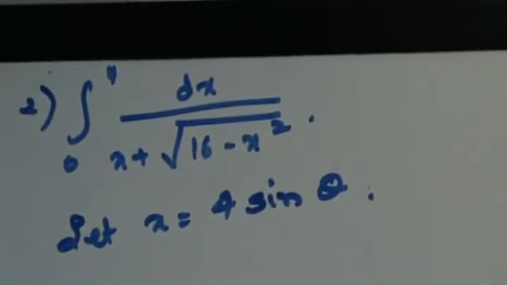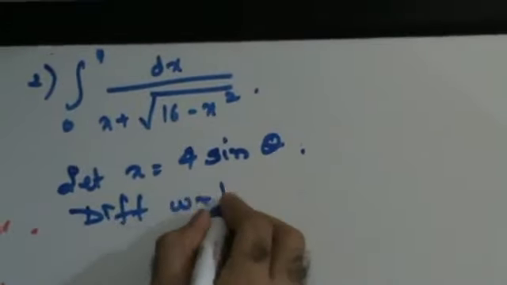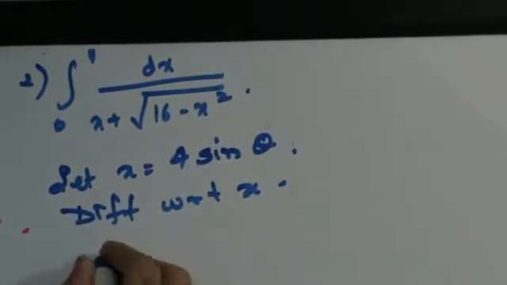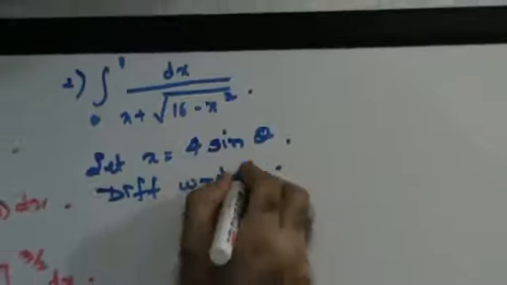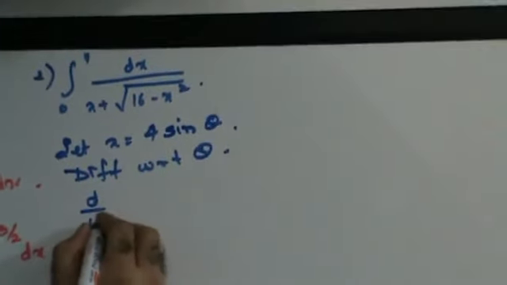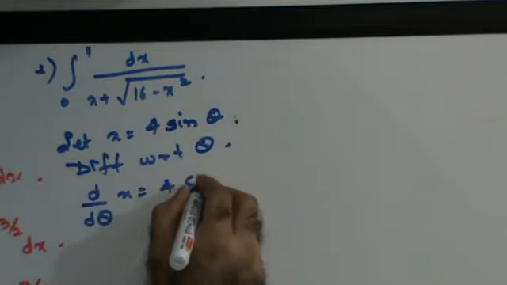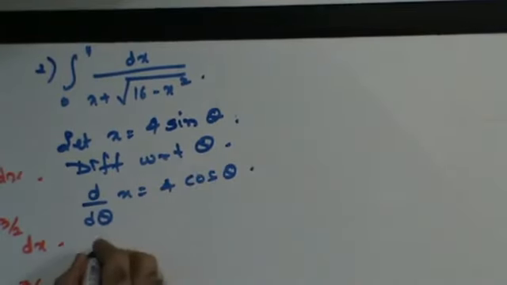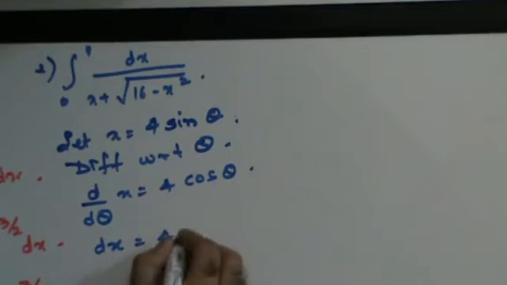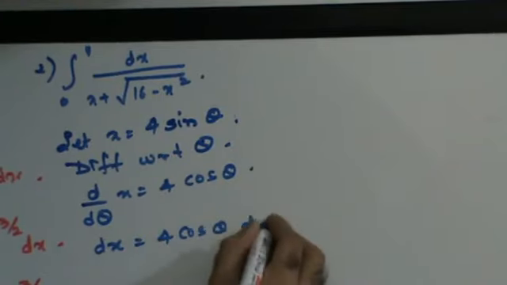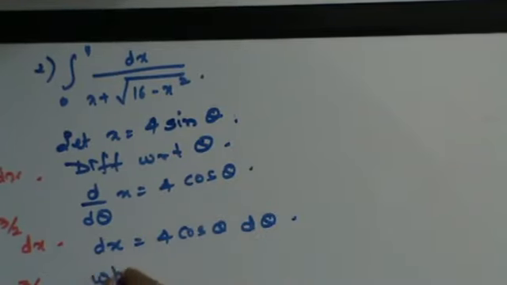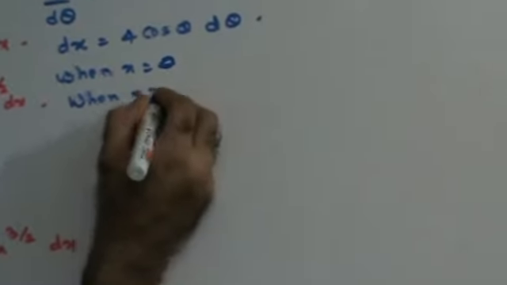If I say that let x be equal to 4 sine theta, let's differentiate. If I differentiate with respect to theta, I'll get d by d theta of x is 4, d by d theta of sine theta is cos theta. So I'll get dx is 4 cos theta d theta. Now the limits: when x is equal to 0 and when x is equal to 4.